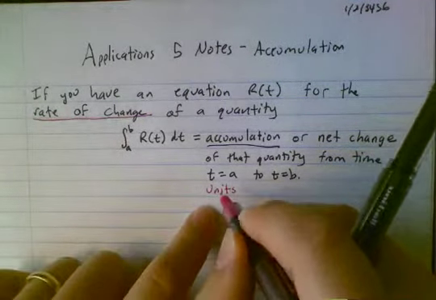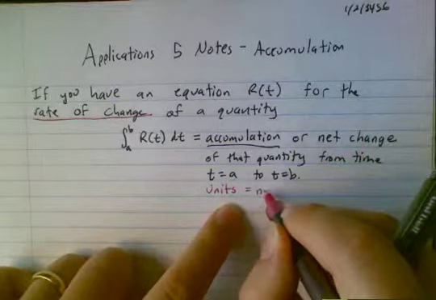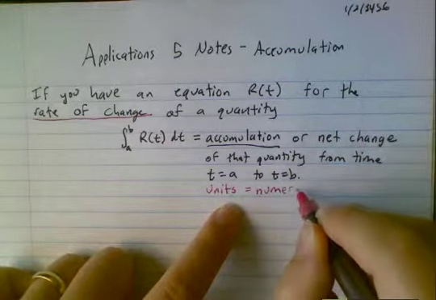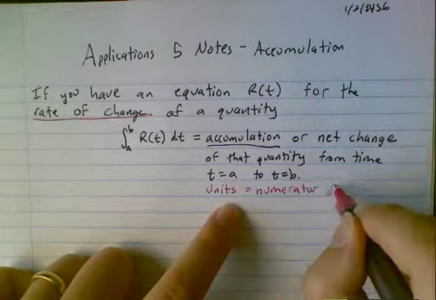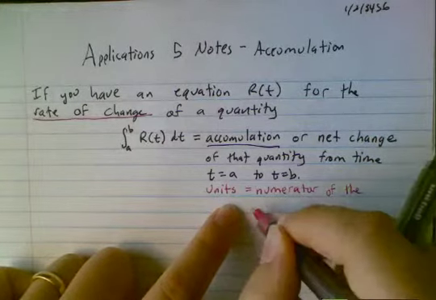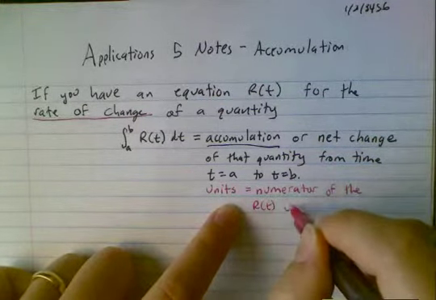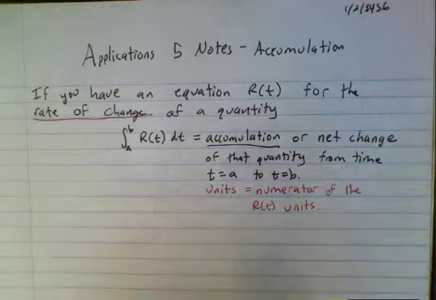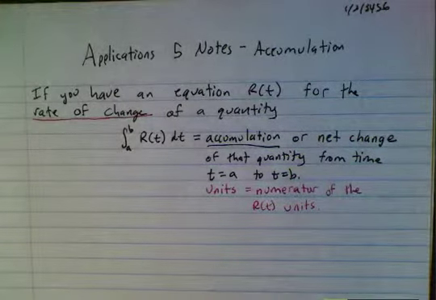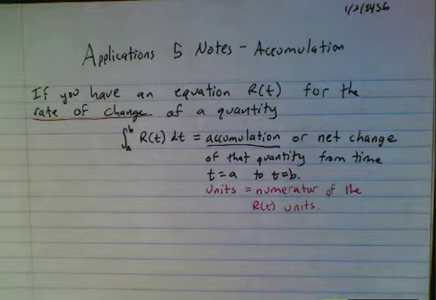The units are the numerator of the R of t units. So for example, if R of t is people per hour, then the integral of R of t is going to be people for units.